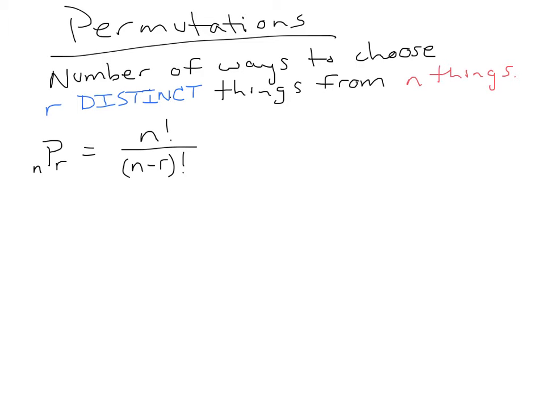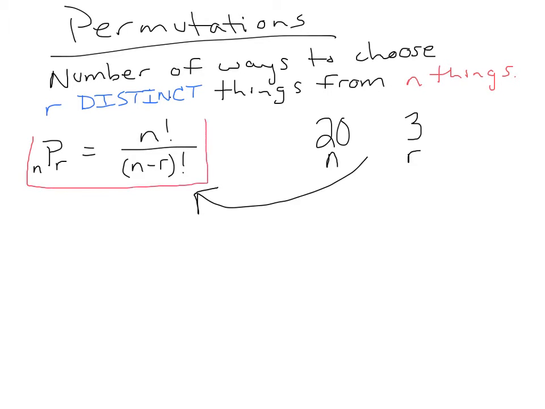A permutation is used when we're trying to discover the number of ways to choose R distinct things from a grouping of N things. So again, if we have 20 things and we want 3 distinct things from that group of 20, we'd be looking at this scenario, where 20 would be your N and 3 would be your R. But as you see, in order to use this formula here, it looks like you have to have an idea of what it means to have that exclamation point.